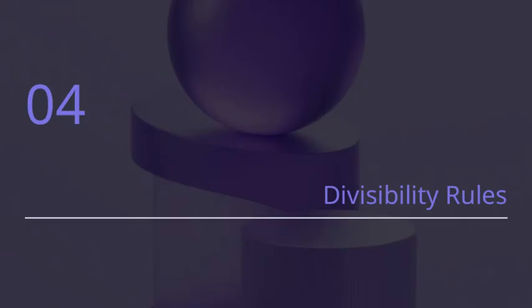Let's take a closer look at divisibility rules. These rules are handy shortcuts that help us determine if one number is divisible by another without actually doing the full division. For example, there are specific rules for numbers like 2, 3, 5, and so on, which make mental math much easier. Understanding these rules is key because they save us time and help us quickly identify factors, prime numbers, and even simplify complex calculations.